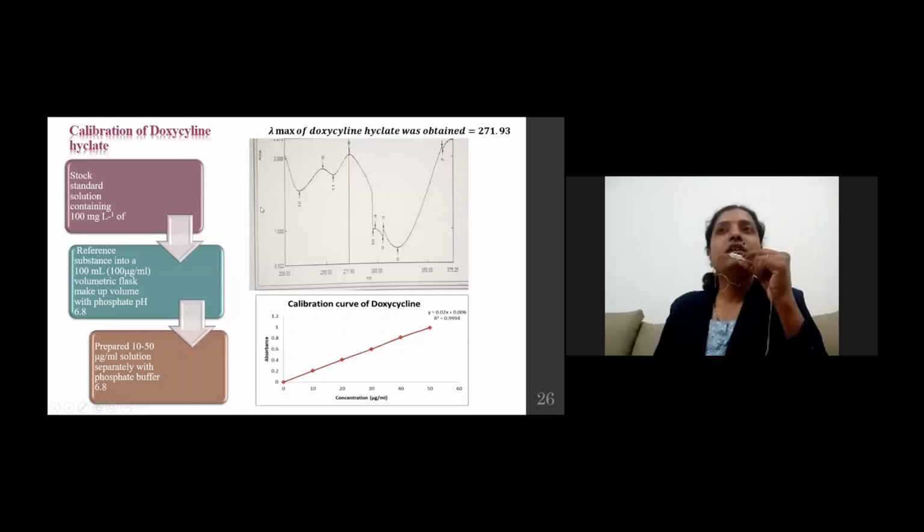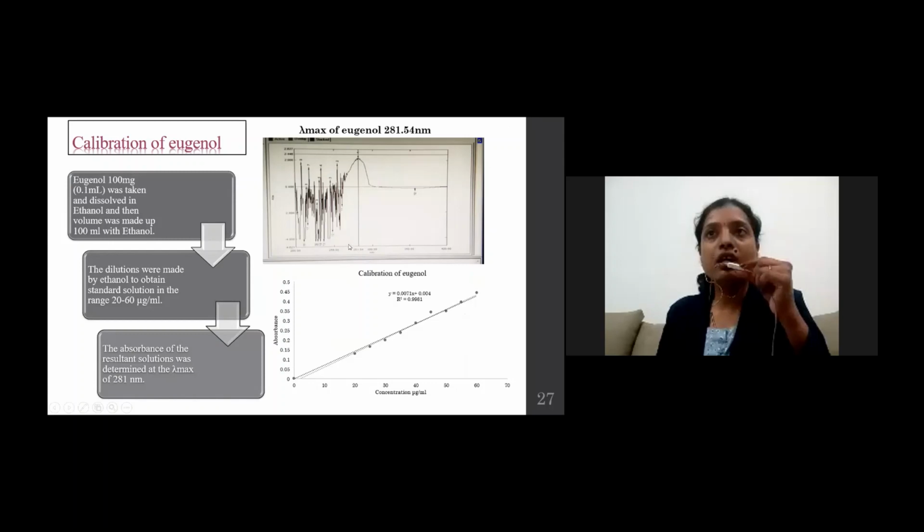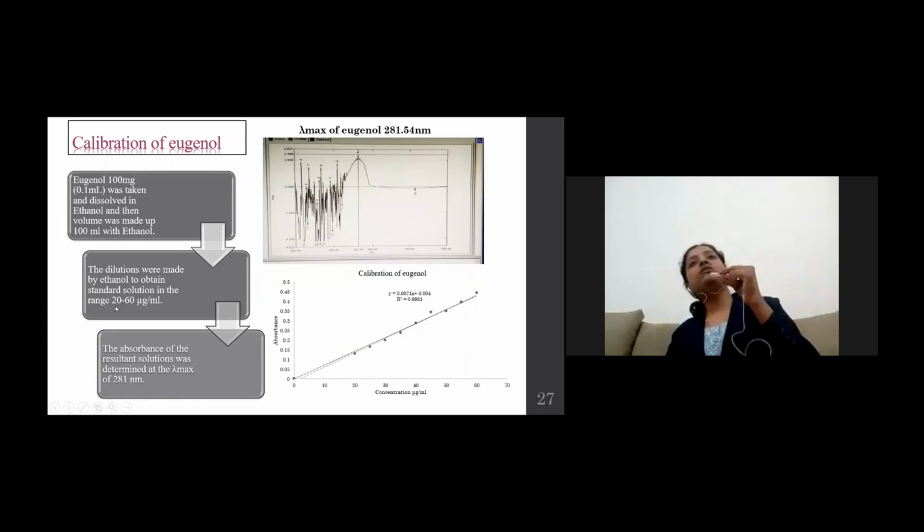This is the calibration curve of doxycycline hyclate, which shows a lambda max near 271.93, almost 272 nanometers. I have done the calibration curve in phosphate buffer 6.8. Next is the calibration curve for the eugenol. It showed a maximum wavelength near 281.54, and it is not soluble in water, so all the dilutions are made in ethanol.